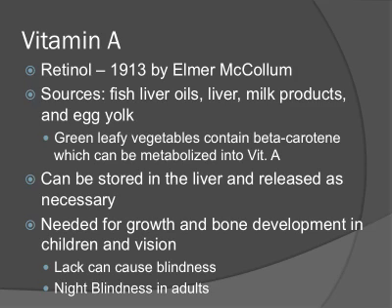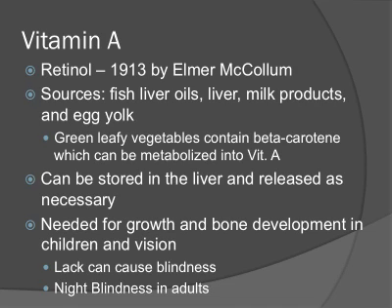So vitamin A is also called retinol, and it was discovered in 1913 by Elmer McCollum, which I told you you'd see his name several times. We can get vitamin A from fish liver oils, liver, milk products, egg yolk. I'm sure there's lots of others. Sometimes we can get vitamin A through green leafy vegetables because they contain beta-carotene, and our body can metabolize beta-carotene into 2 vitamin A molecules, so there's lots of different ways we can get vitamin A.